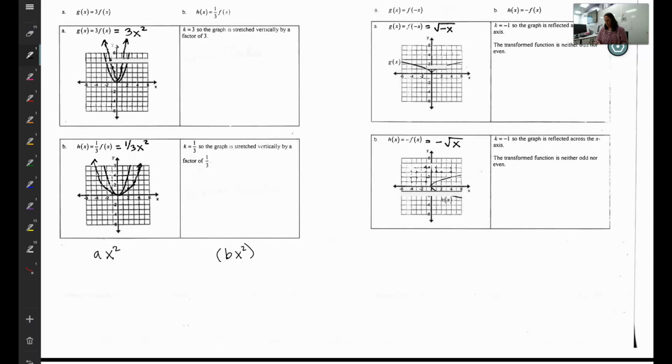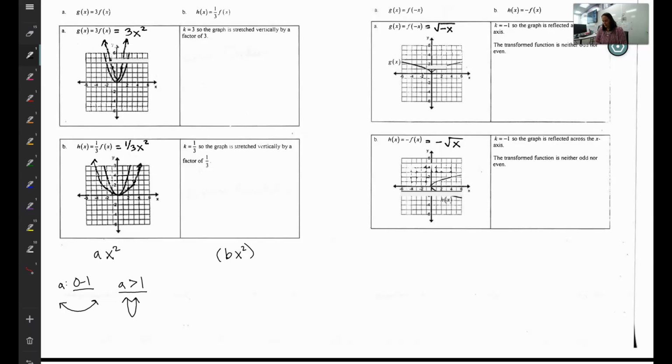So we're going to go over here. If a is between 0 and 1, then we've got a flat graph. If it's greater than 1, then we've got a skinny graph. You might start to notice some patterns here.